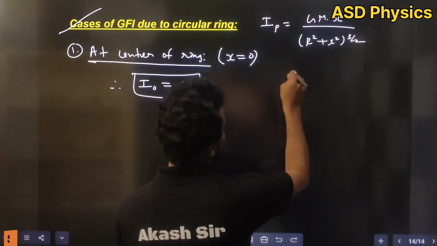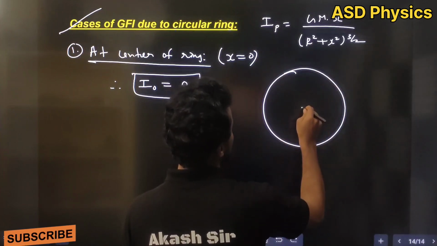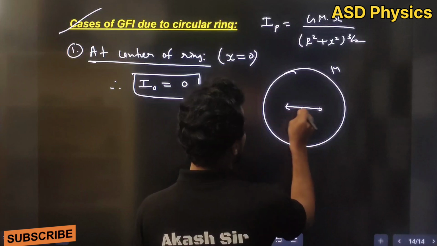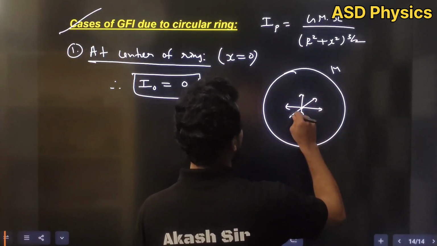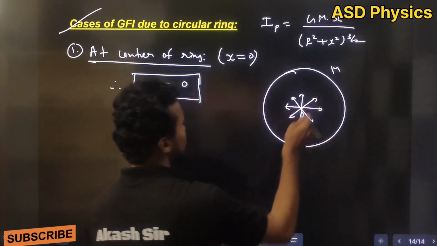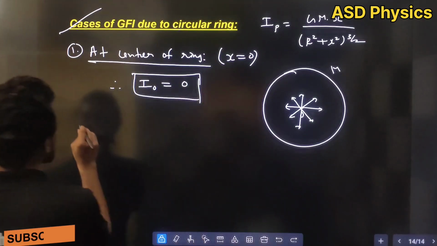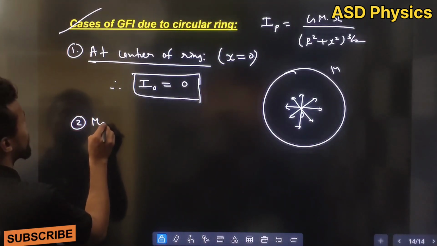Now see here please, if I draw a ring having mass m, then at the center, due to different masses, all this GFI will be like this. At the center, being vector quantities, they all will cancel out, and the GFI will be 0.